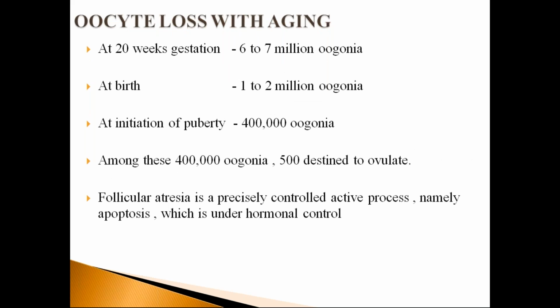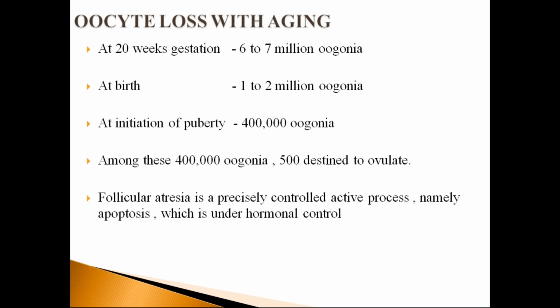So after migration to the gonadal ridge, they start their mitotic divisions, so they increase in number. By 5 months or 20 weeks of gestation, these primordial germ cells increase to 6 to 7 million. At birth, we have only 1 to 2 million because there is ongoing atresia or apoptosis. These cells divide, and some of the cells undergo atretic changes as well. Thereby, this number reduces.